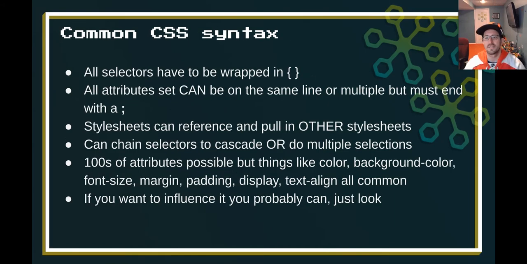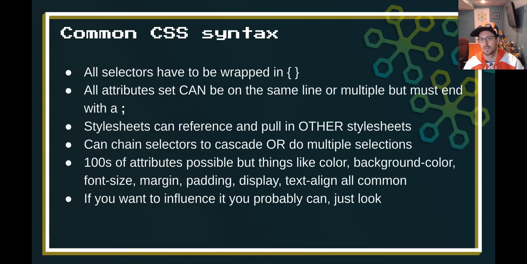So common CSS syntax: all selectors, as they're called, the thing that you're trying to target to apply the styles, must be wrapped in brackets. All attributes can be on the same line or multiple, but must end in a semicolon. Style sheets can reference and pull in other style sheets. So you can chain selectors to cascade or do multiple selectors. I'll show a bunch of examples of these.